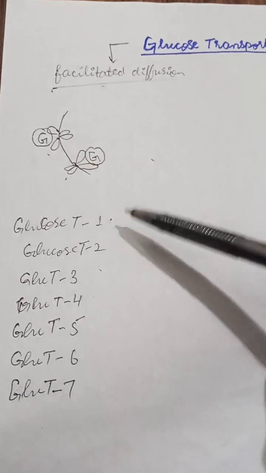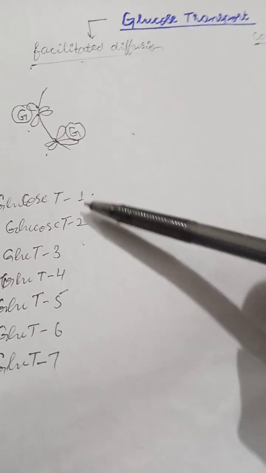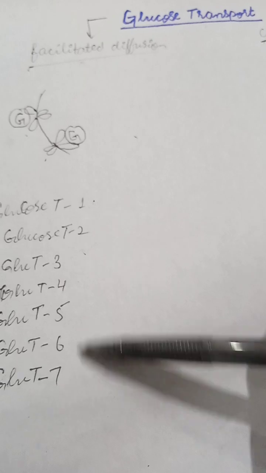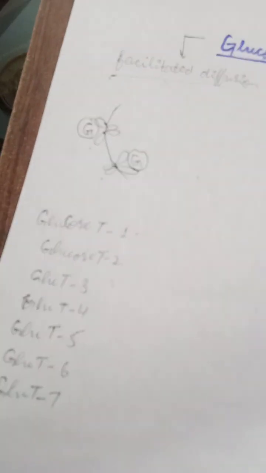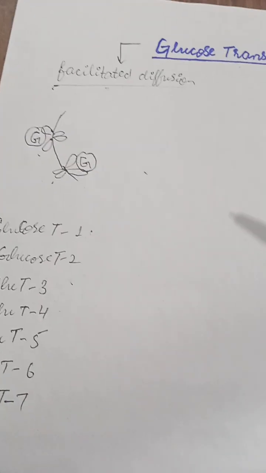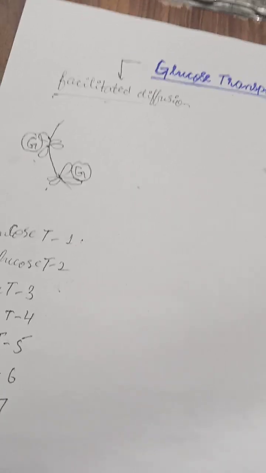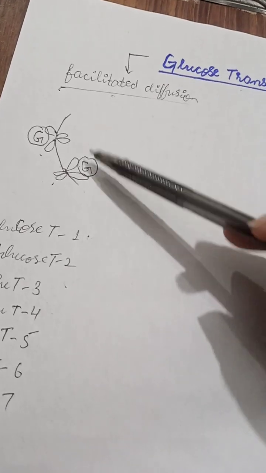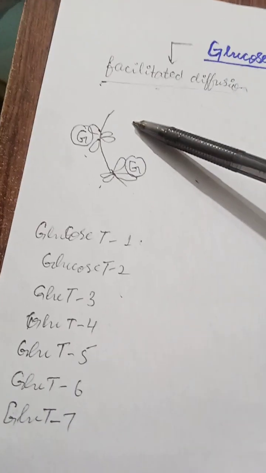We name them glucose transporter type 1, type 2, type 3, 4, 5, 6, 7, which are medically important. But there are 15 types of glucose transporters in our body. Then, this is the diagram you have to see.